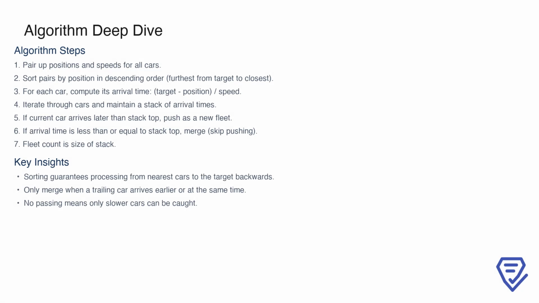Now let's break down the detailed algorithm for LeetCode problem number 853. First, pair each car's position and speed to easily process together. Sort these pairs by position in descending order, so you process cars from closest to the target to furthest away. For each car, compute the time it will take to reach the target. Iterate through the sorted cars, using a stack to track current fleet arrival times. If a car arrives later than the last fleet, push its time to the stack as a new fleet.